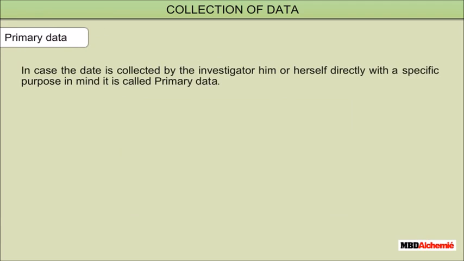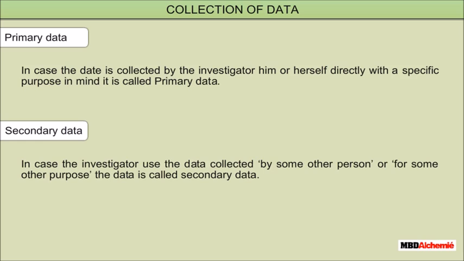Primary data. In case the data is collected by the investigator him or herself directly with a specific purpose in mind, it is called primary data. Secondary data. In case the investigator used the data collected by some other person or for some other purpose, the data is called secondary data.